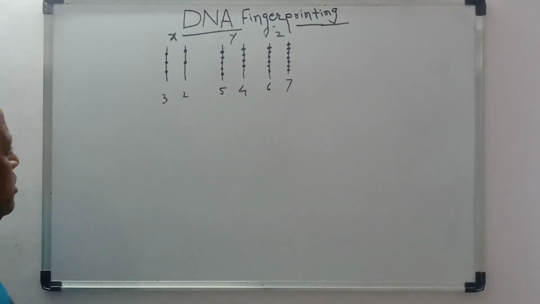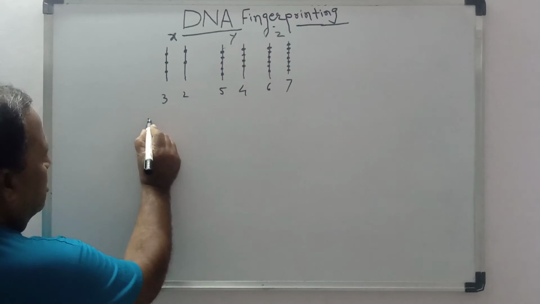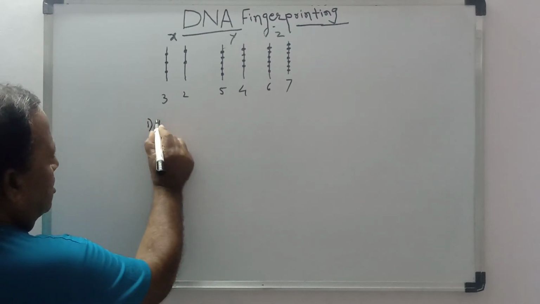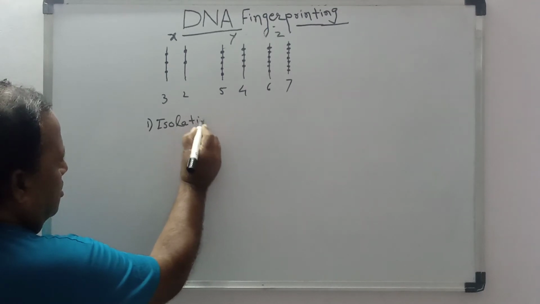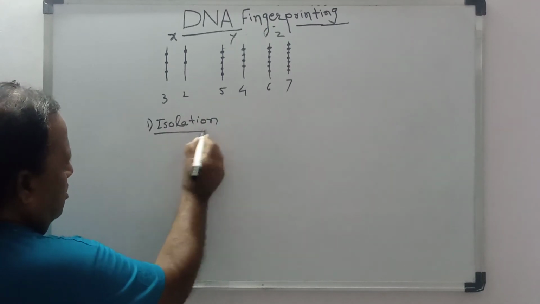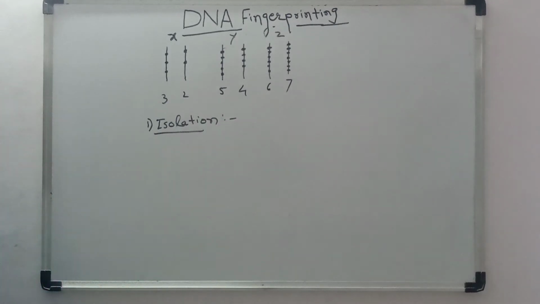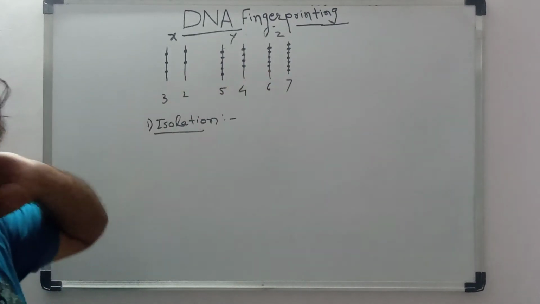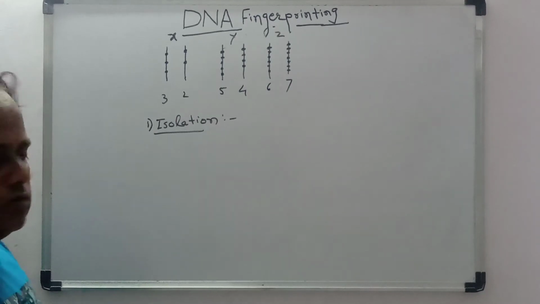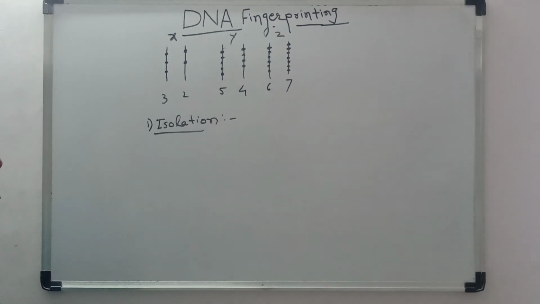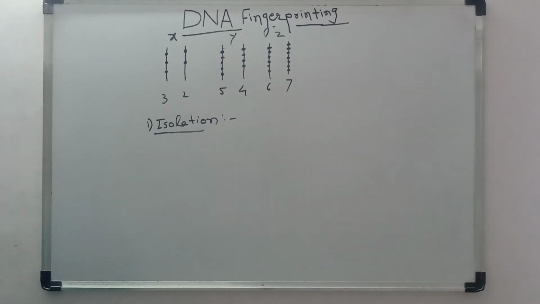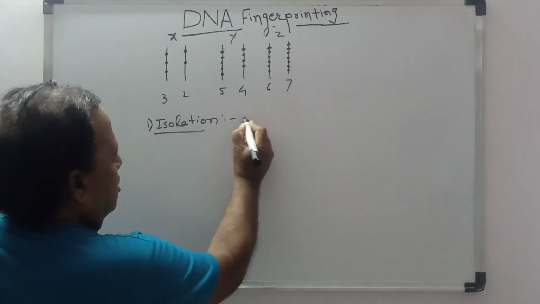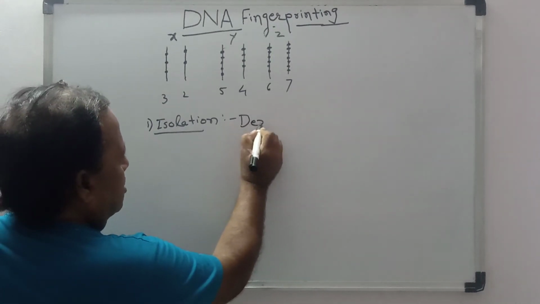Okay. Now what is the first stage? First step is isolation. In this step, this DNA is passed through density gradient centrifugation.